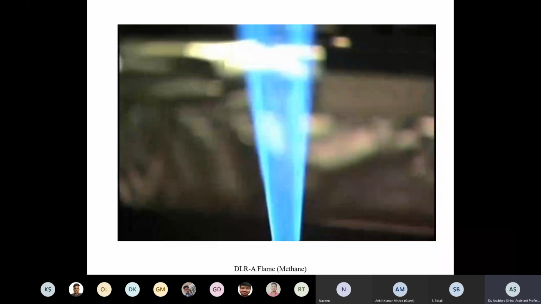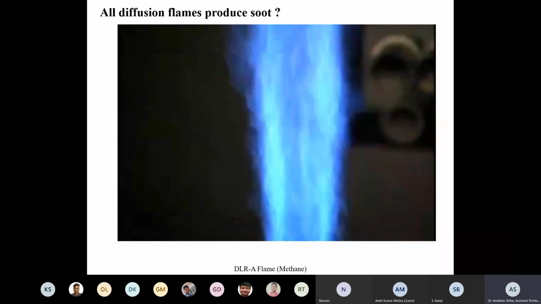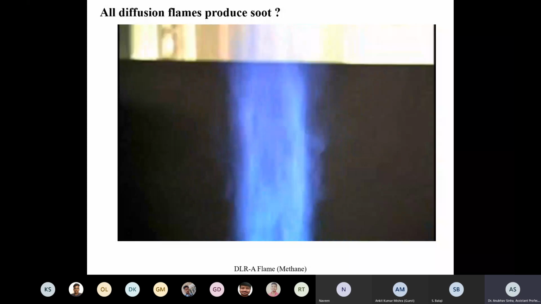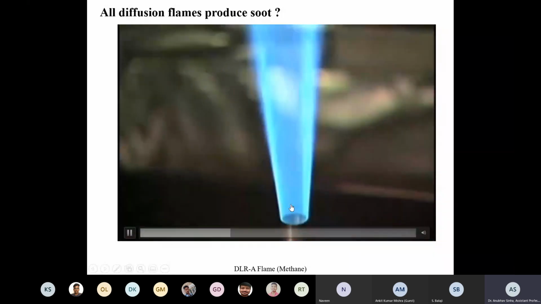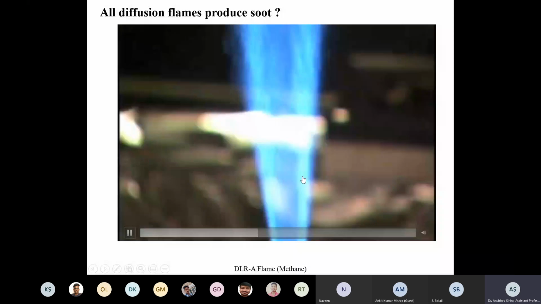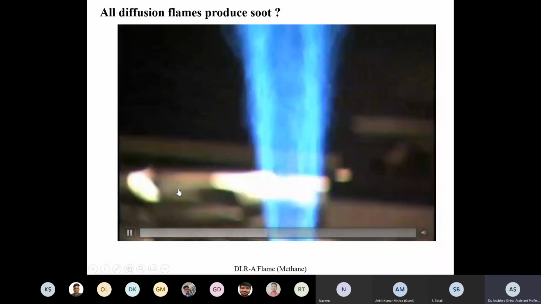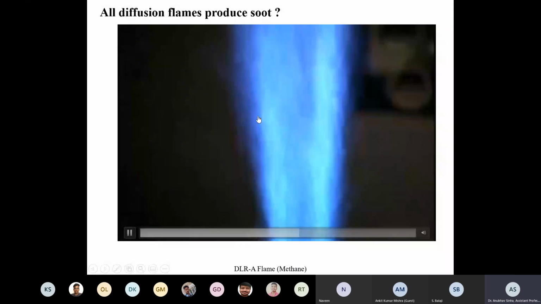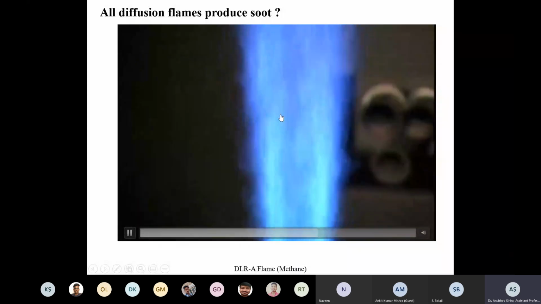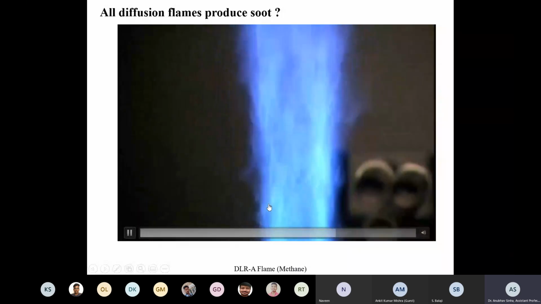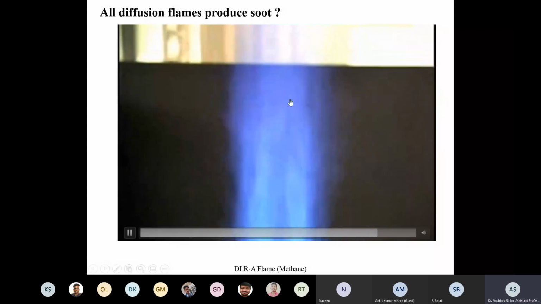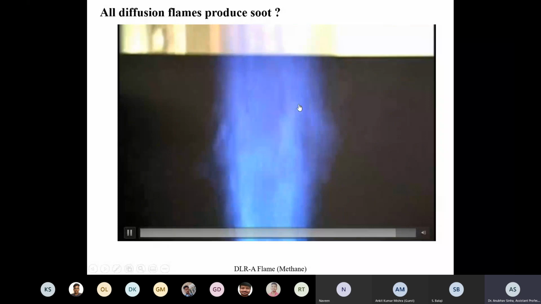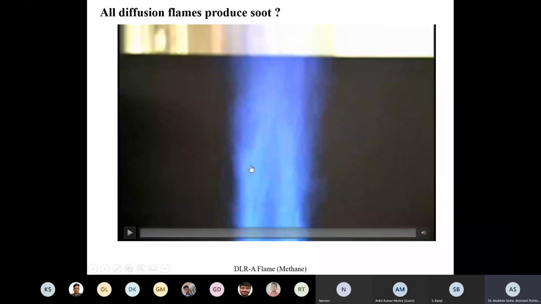Okay, so the heading of this slide is: do all diffusion flames produce soot? That is the question. Let me tell you, this is a diffusion flame. What is happening here is, you see it is a very turbulent flame. It has a very strong co-flow and a lot of oscillations. Because of that, the fuel and air are mixing very thoroughly. So a diffusion flame may also not produce soot if you have proper mixing.